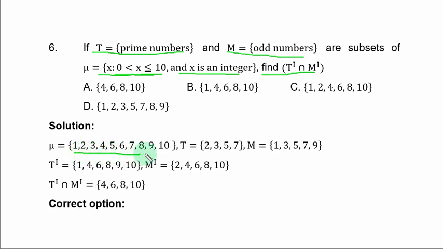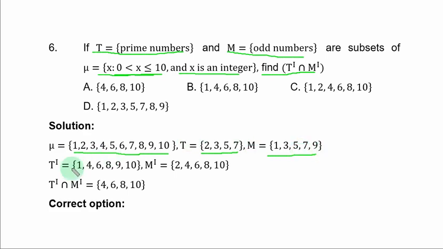From this place you define set T, that is the set of prime numbers. Prime numbers are numbers with 2 factors, 1 and itself. From that 1 to 10, you have 2, 3, 5, 7. Then M, odd numbers, numbers that when 2 divides them, there is a remainder of 1. Such numbers are 1, 3, 5, 7, 9.